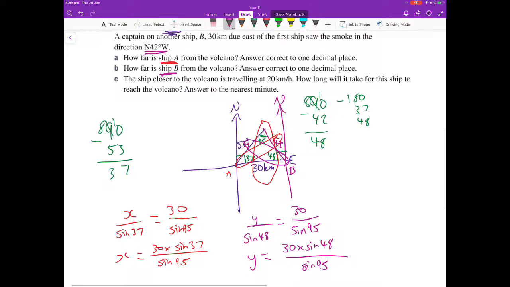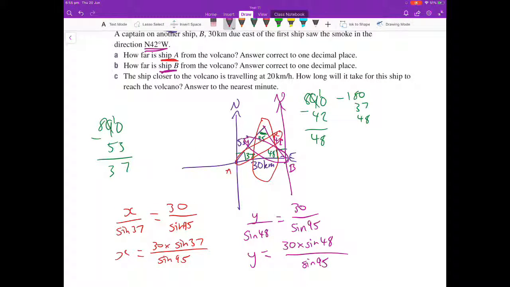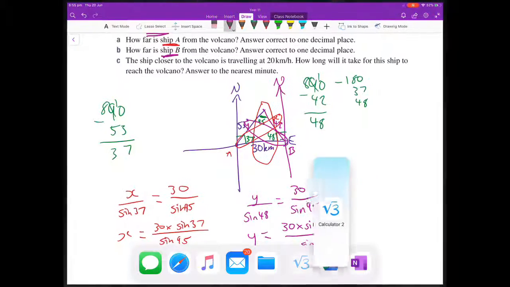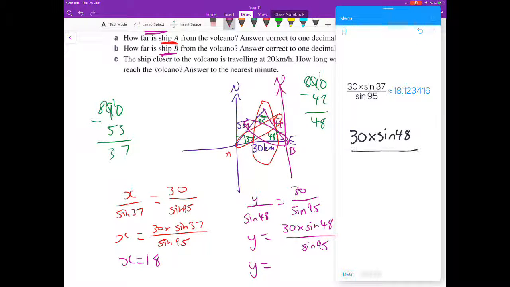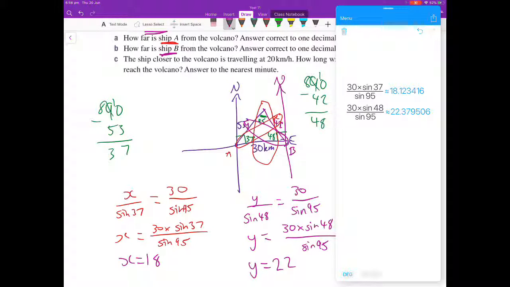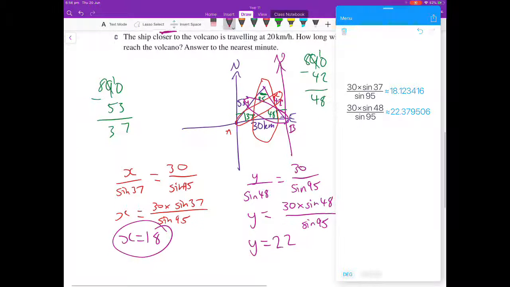I need to grab a couple quick answers here, and we are going correct to one decimal place for each of these, but I'll just put on the basics. You guys can work out your decimals. Hopefully by now we're okay with decimals. Alright, so it'd be 18.1, and our next one would be 22.4. Make sure you are rounding those decimals properly.